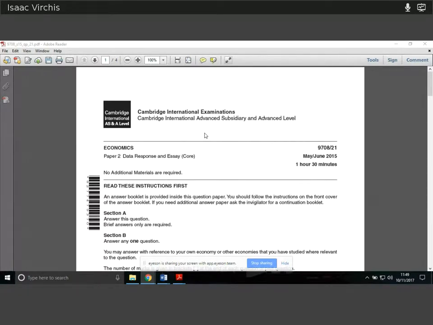As usual with these longer papers, I'll go through the data, highlighting some of the key things you need to consider before then going through the first few questions, the compulsory section, in more detail, and then discussing quite quickly the questions at the end.